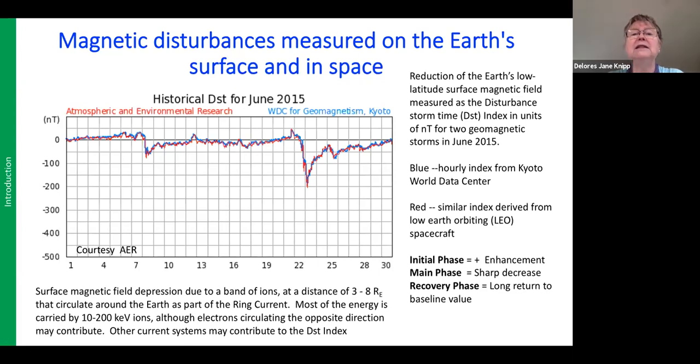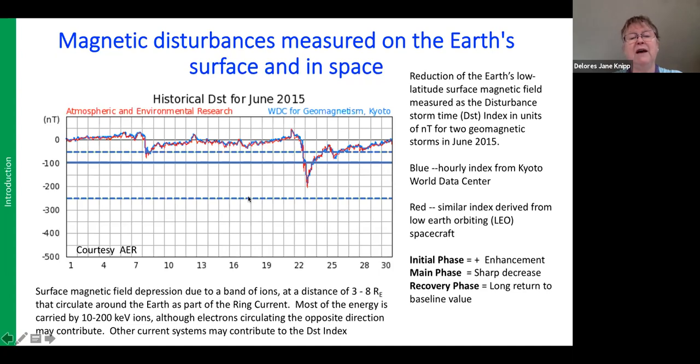So let's see if I can, oh, before we do that, let me just point out to you that there's a lot of back and forth in the literature about how to categorize storms. The one thing that is generally agreed upon is if the DST index, or the Earth's magnetic field, is depressed by more than 100 nanotesla, we're going to call that an intense storm. The number for changing over from quiet to moderate, now it seems kind of flexible. I put it at 50.